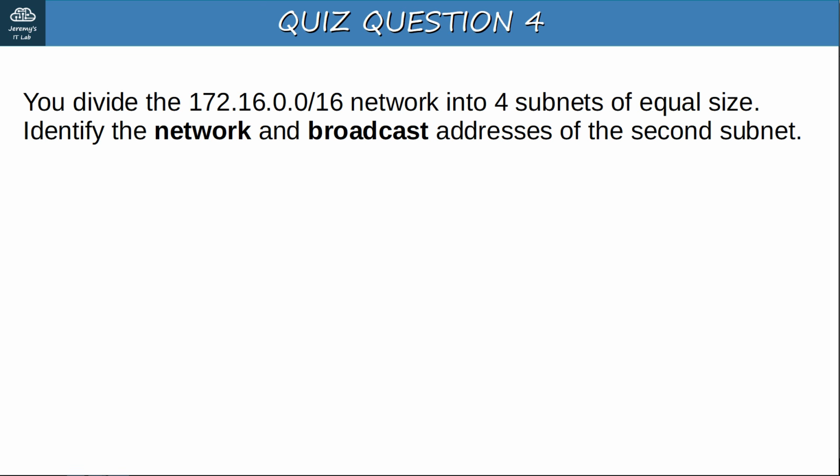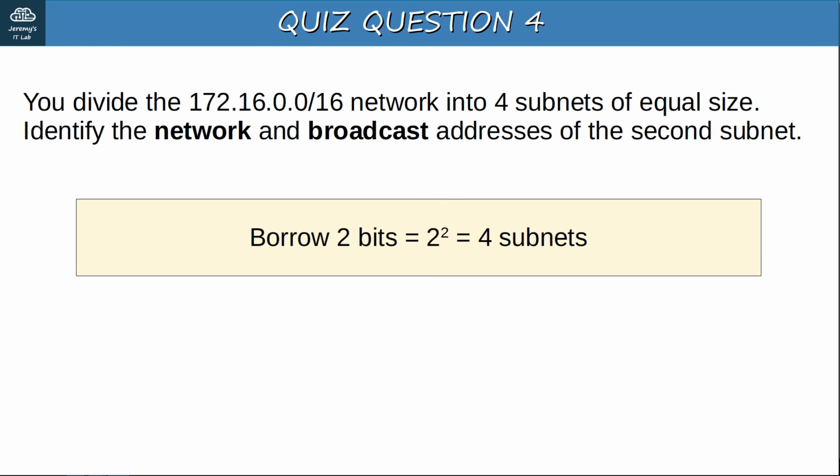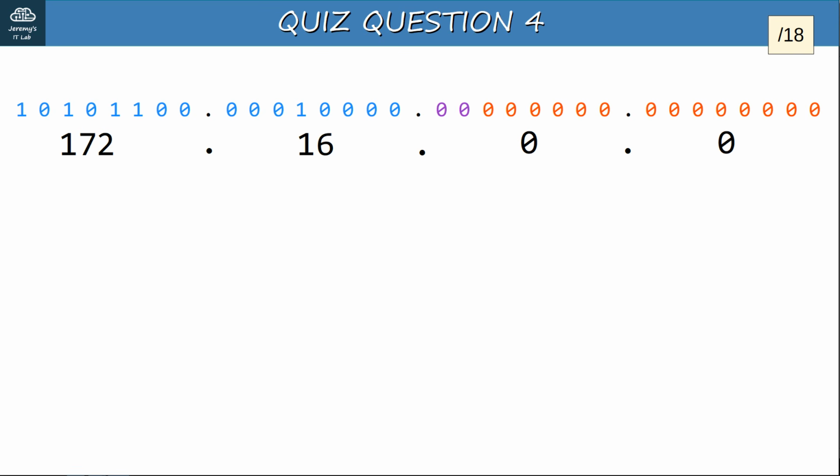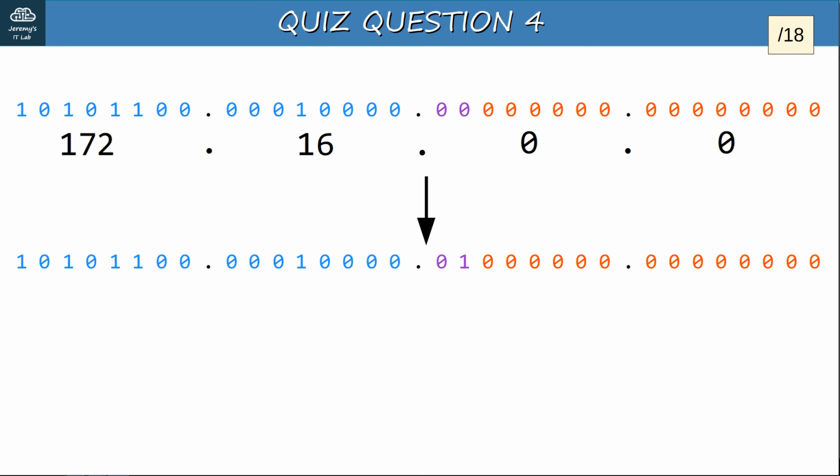So the first step to solving this question is to determine the prefix length we must use. To divide the network into 4 subnets of equal size, we have to borrow 2 bits, because 2 to the power of 2 is 4. So when we borrow 2 bits, that makes a /18 prefix length. Change this last bit to 1, and write it in dotted decimal again. 172.16.64.0. This is the network address of the second subnet.